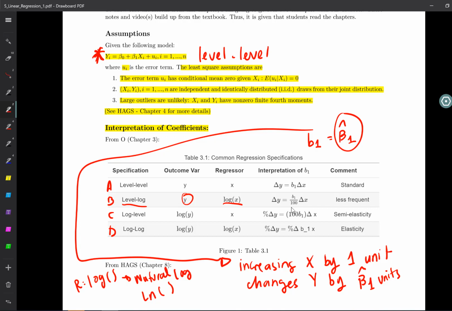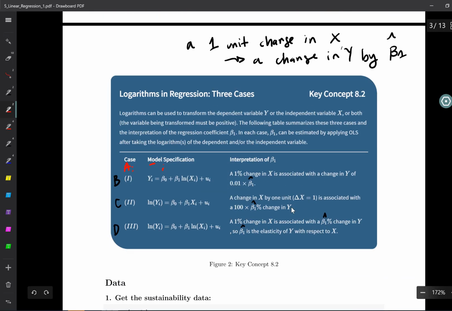And then we could have a third specification, which is log level. So now we transform y using the natural log and keep x as a level. Lastly, we're going to see the specification D, which is log-log, and we're transforming both y and x. And here, what's cool is that we are looking at the elasticity. Elasticity is a concept you have learned in Intro to Micro and Intermediate Micro, but now you can see how researchers and economists may estimate that elasticity by running a regression with a log specification.